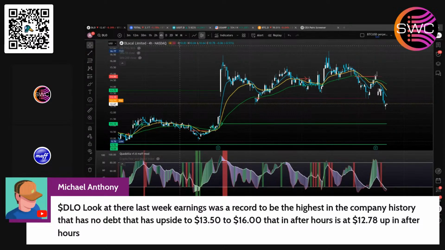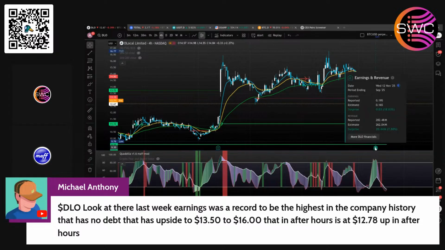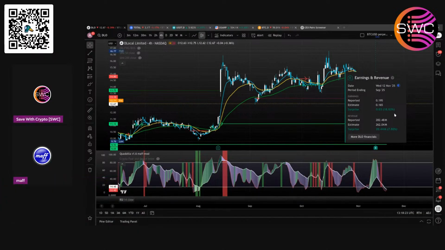So their earnings. Oh wow! Estimated earnings 0.165, reported was 1.95. So that's a surprise. It says 18% higher than expected. Gosh. And then revenue, as you'd expect, also higher.